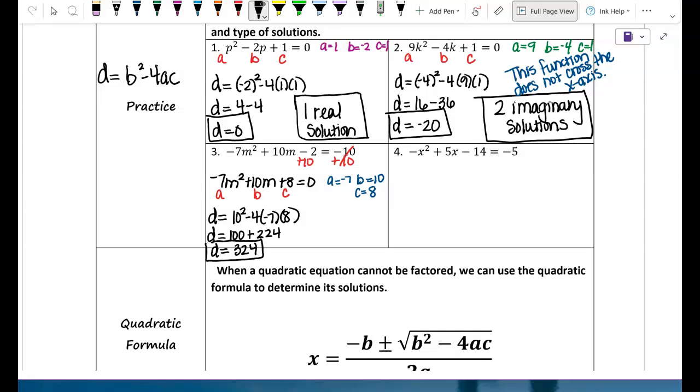So if our discriminant value is greater than 0, how many and what type of solutions do I have? Yeah, I have 2 real solutions. So again, what that is telling me is that my function crosses the x-axis twice.